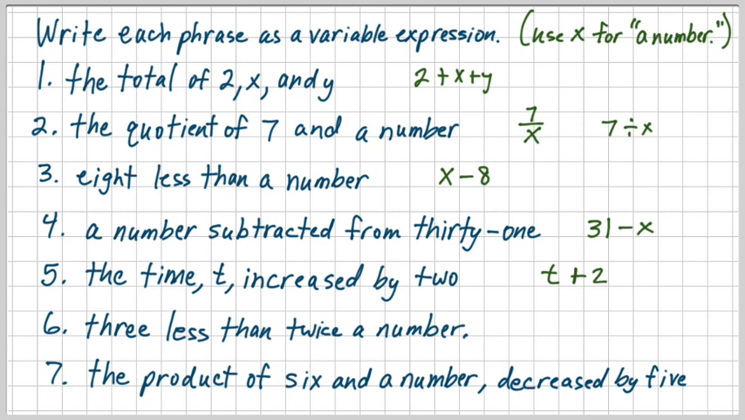3 less than twice a number. Well, if we want 3 less than twice a number, we start with twice a number. That's 2 times a number, 2x in this case. And we want 3 less than that, we'll subtract off 3. Okay, last one. The product of 6 and a number decreased by 5. So we're going to start with the product of 6 and a number, that's 6x. And we want that decreased by 5. And so that's 6x minus 5.